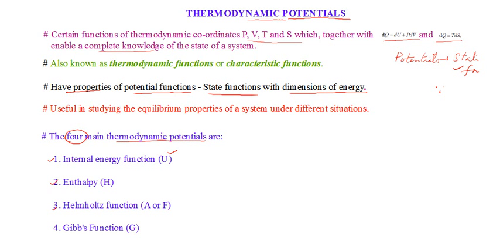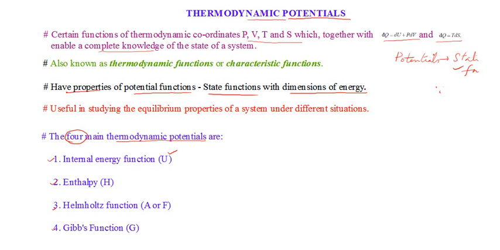Now, the fourth thermodynamic potential that we are going to familiarize ourselves with is the Gibbs function. Gibbs function is also known as Gibbs free energy. The symbol is capital G.